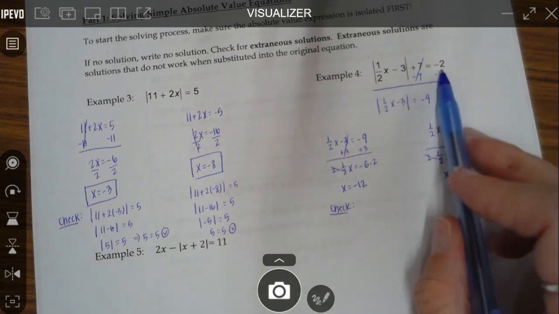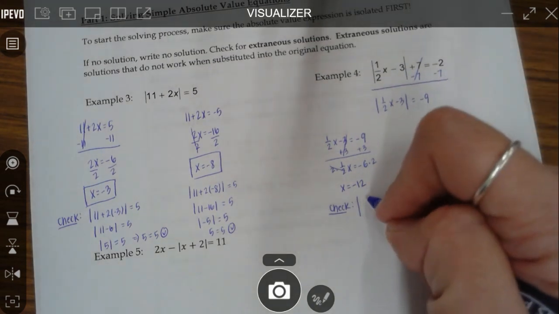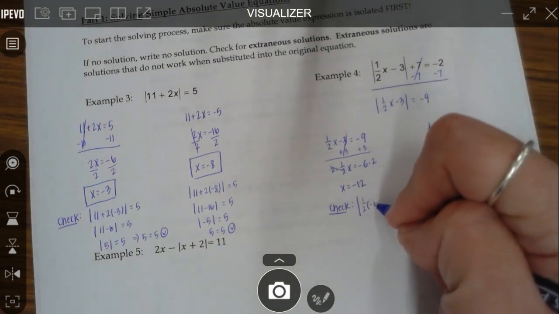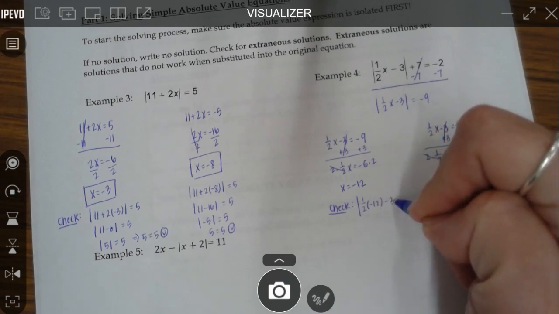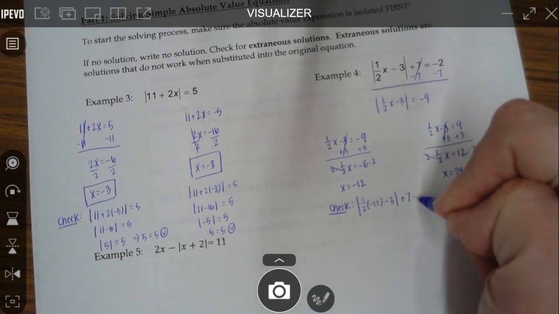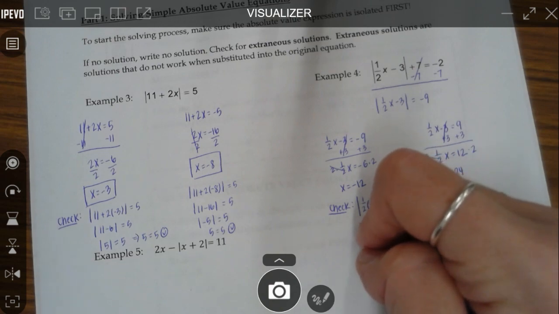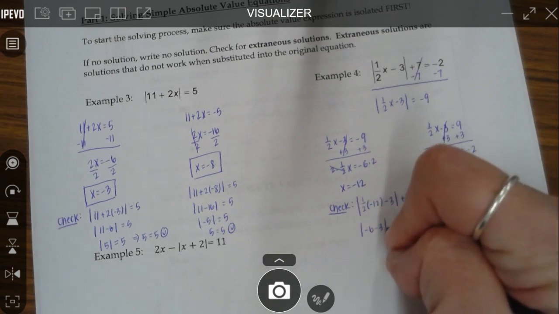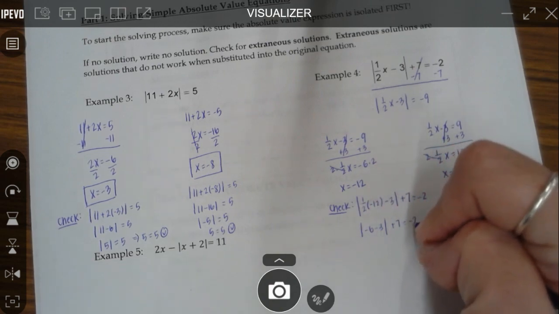So if I check here, I'm going to go back up to my original. So I'm going to plug in, let's see, 1/2 times negative 12 minus 3 plus 7 is equal to negative 2. That's going to give me, let's see, negative 6 minus 3 plus 7 equal to negative 2.